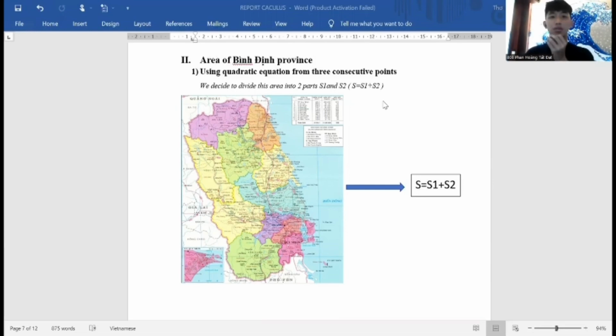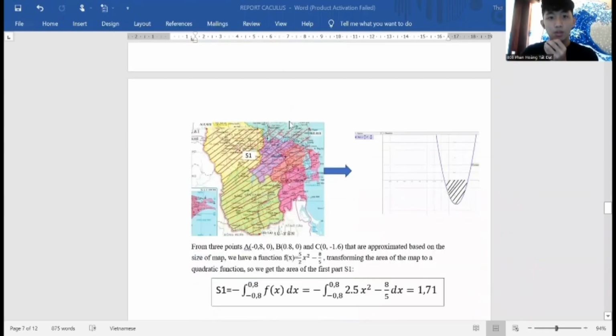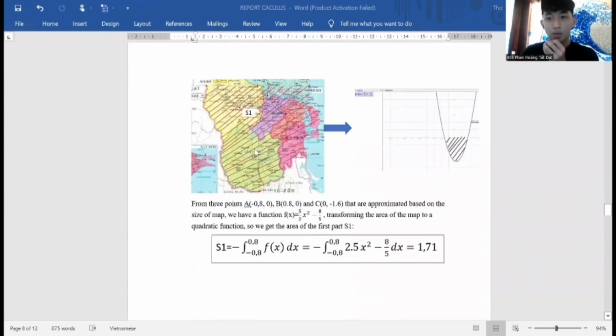I will use the quadratic equation from three consecutive points. I will divide this area into two parts. The first is S1. S1 is equal to minus, and from here you can see S1 is equal to 1.71.